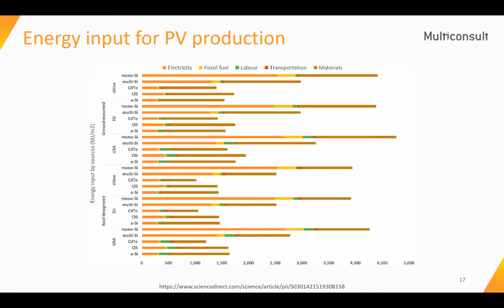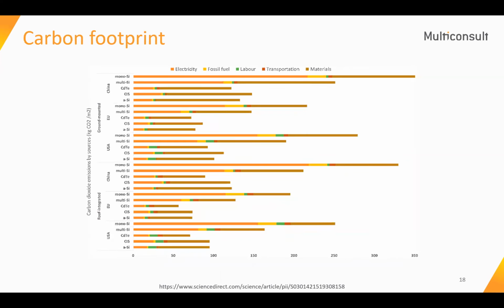So when it comes to the energy input for PV production, for example for monocrystalline silicon, we see here made in US, made in EU, made in China. We see the energy footprint is almost the same, and it changes by the technology, not by the country. But when it comes to the carbon footprint, which is normally important for architects, it varies a lot by the country of origin as well. So it is sensitive to the country of origin, and technology also matters a lot.